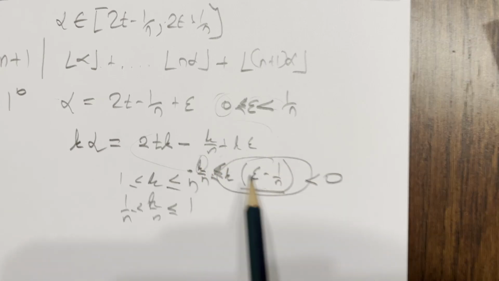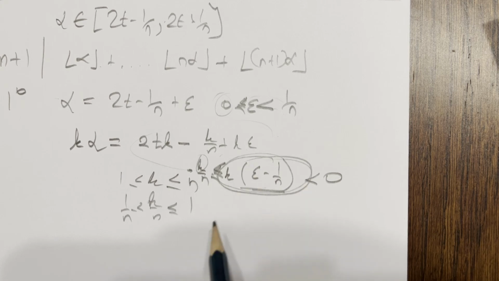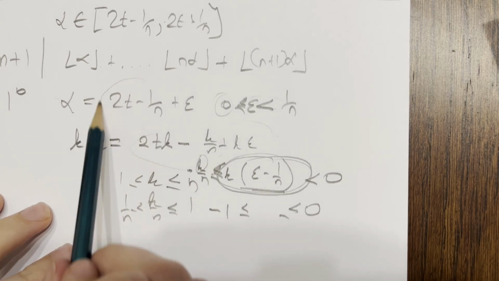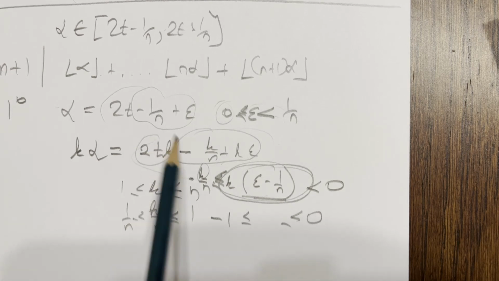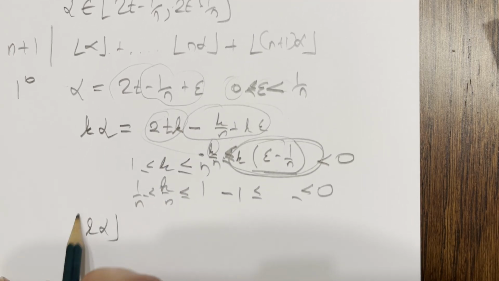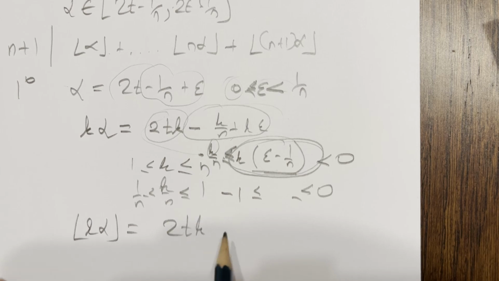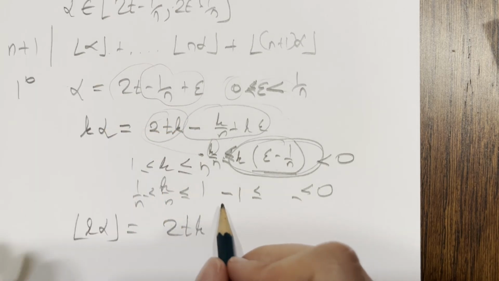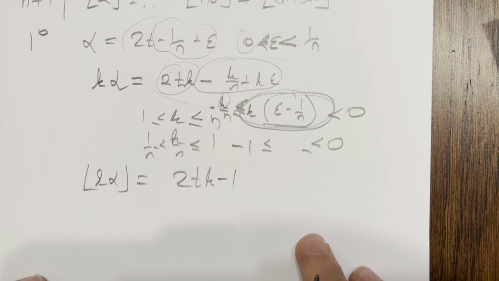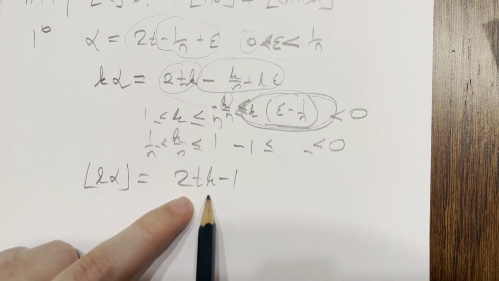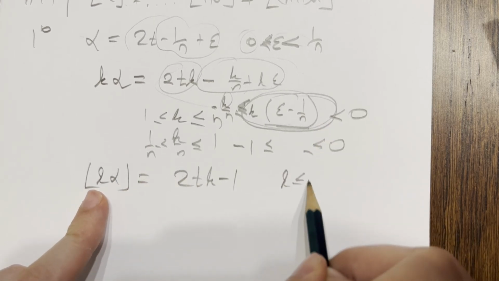So now we know that this will be between minus 1 and 0. And so this is going to be some fraction between minus 1 and 0. Actually, this part over here is some fraction between minus 1 and 0 minus this. So we get that the floor of k alpha is equal to 2tk. And then we decrease something by less than 1. So you get that this is the floor of k alpha, for every n, for every k that's less than or equal to n.